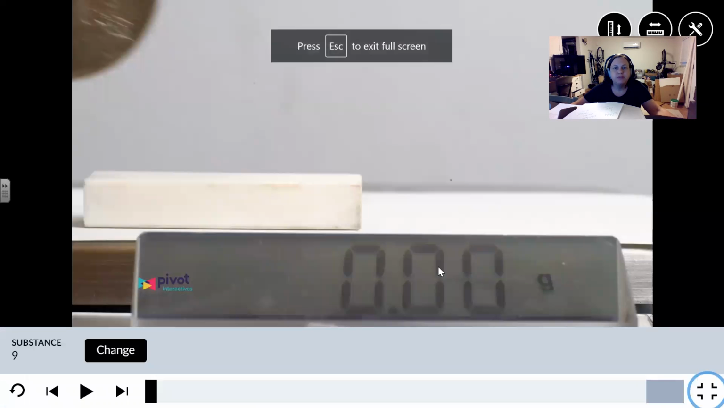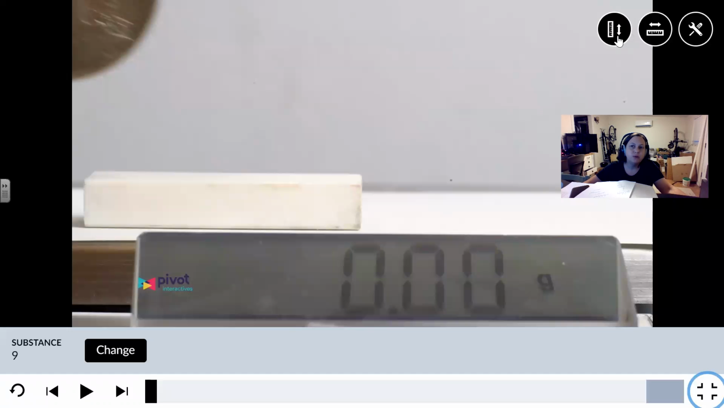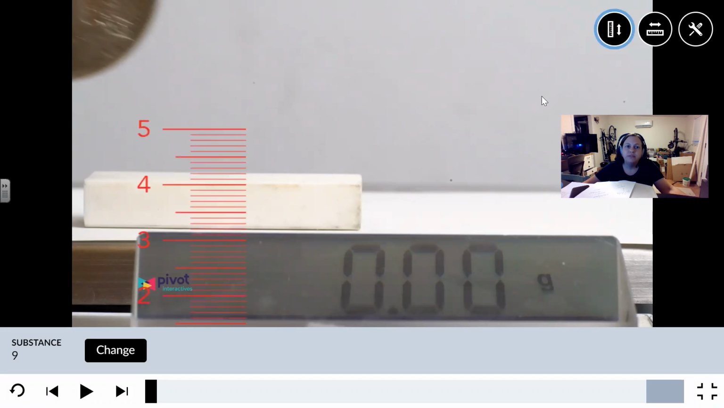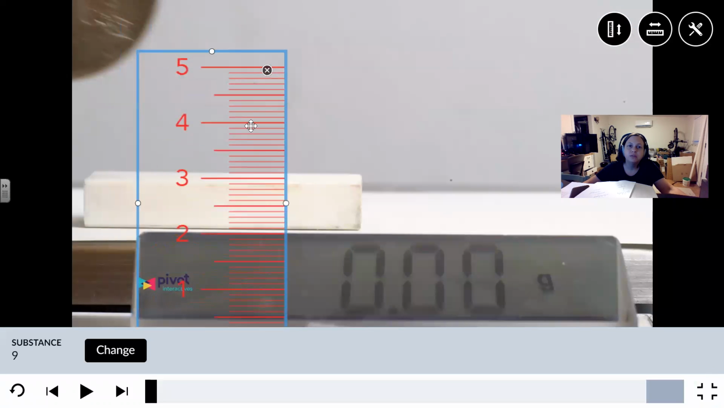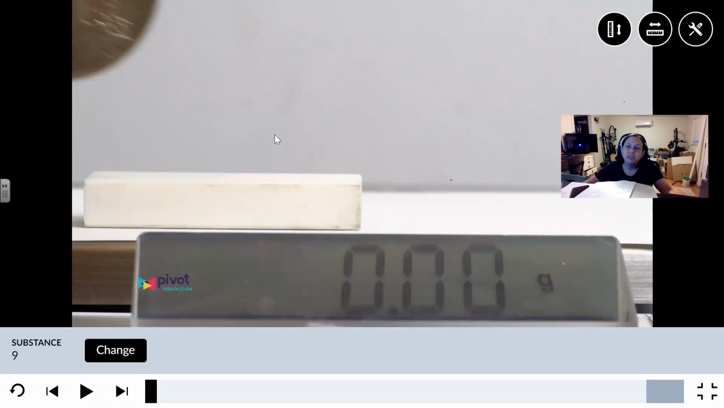The idea with these Pivot videos is that they have, up in this upper right-hand corner, the different tools that you're going to need in order to take measurements. Here, they're actually showing us a video of a digital balance. And then they also have a ruler, one that goes vertically and one that goes horizontally. You can position it so you can measure different things on the screen.